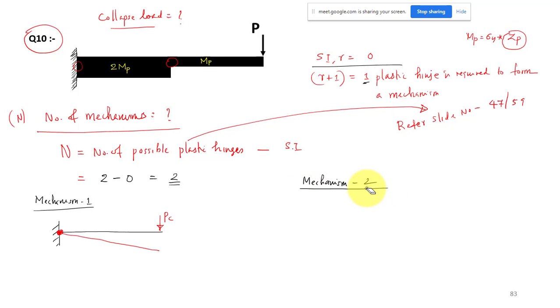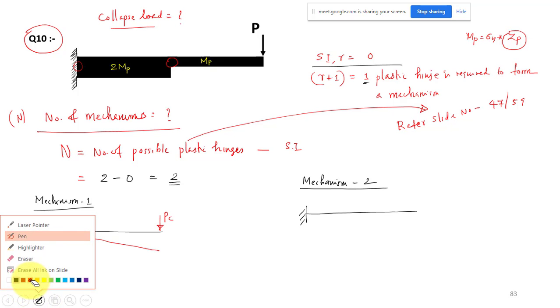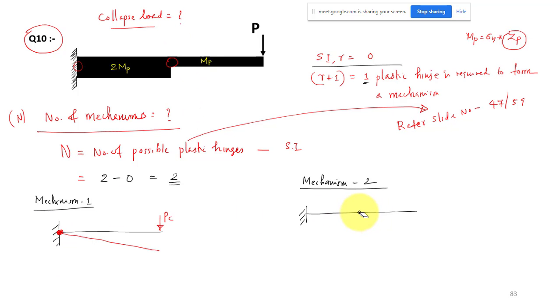A second mechanism will be, so we have the fixed beam, a plastic hinge may form at this point, at this junction. Once the hinge is formed, we have the loading here. It is going to deform like this, because you can say you have a cantilever beam and we have a hinge there. Once you apply the load, it is going to deform like this, rigid body deformation. This part will remain straight.